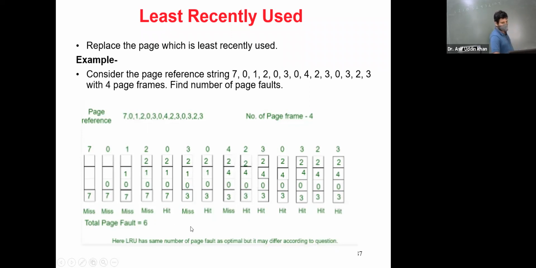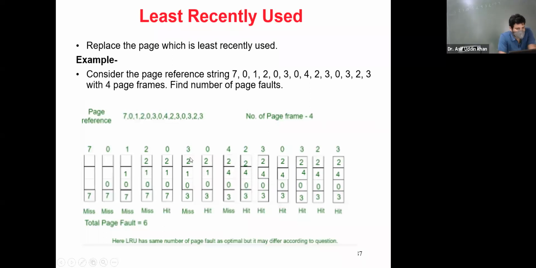So now how many misses or page faults are there? Count. 1, 2, 3, 4, 5, 6. So total 6 page faults are there in this case. Okay. Is that clear? Yes, sir. Okay.